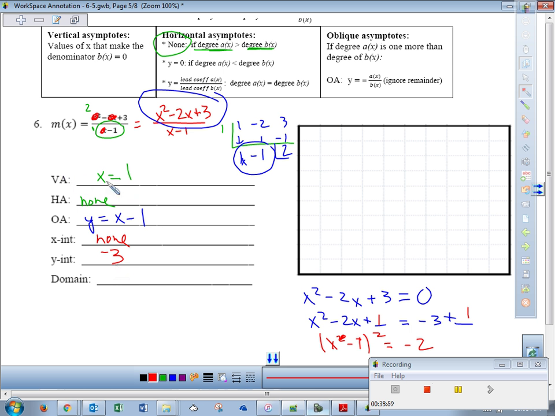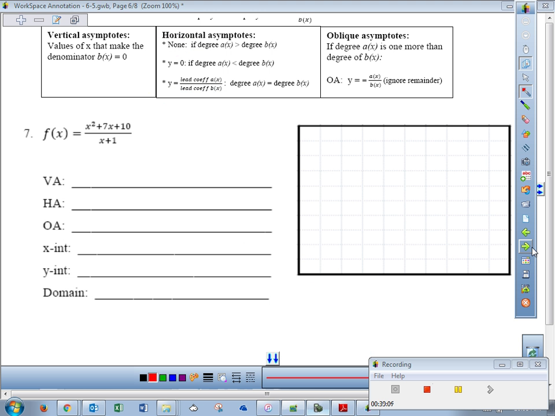And then the domain, I think we're pretty good at that. There's only one bad number, so it's negative infinity to 1, and 1 to infinity. Cool? Next one. Fill out vertical asymptote, horizontal asymptote, and oblique asymptote. And then check backwards.